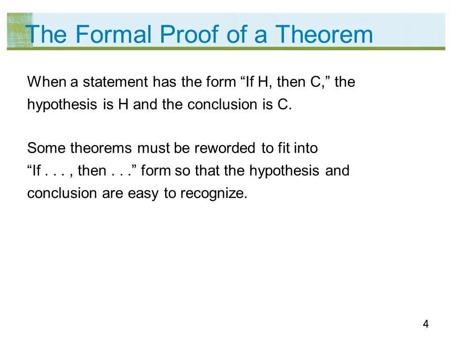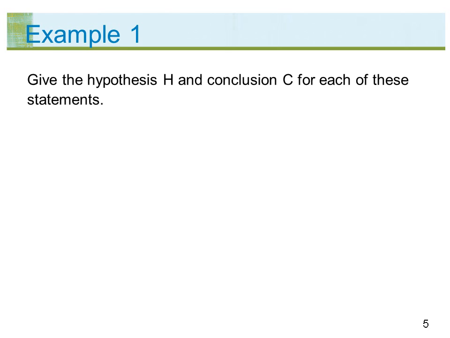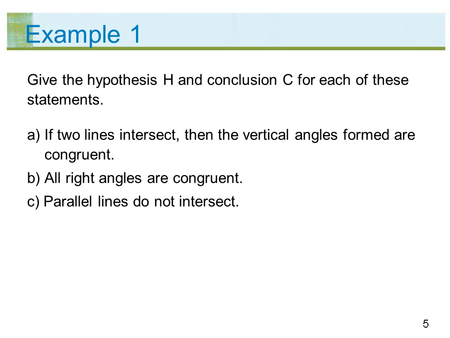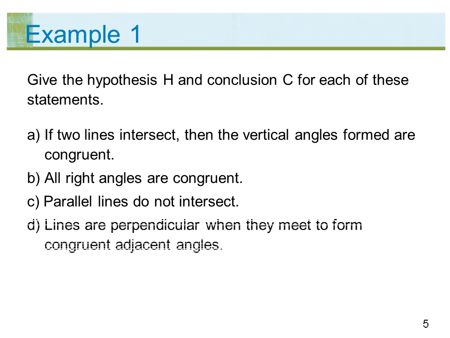Some theorems must be reworded to fit into the "if, then" form so that the hypothesis and conclusion are easy to recognize. Give the hypothesis H and conclusion C for each of these statements. A. If two lines intersect, then the vertical angles formed are congruent. B. All right angles are congruent. C. Parallel lines do not intersect. D. Lines are perpendicular when they meet to form congruent adjacent angles.